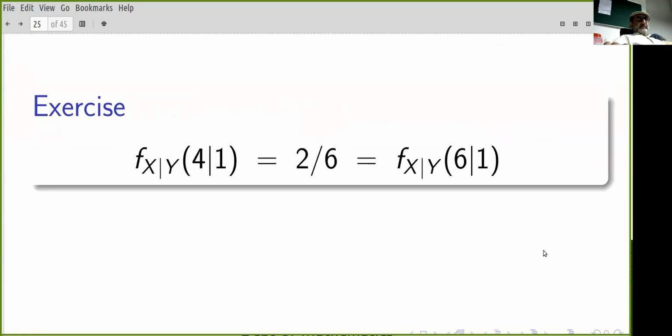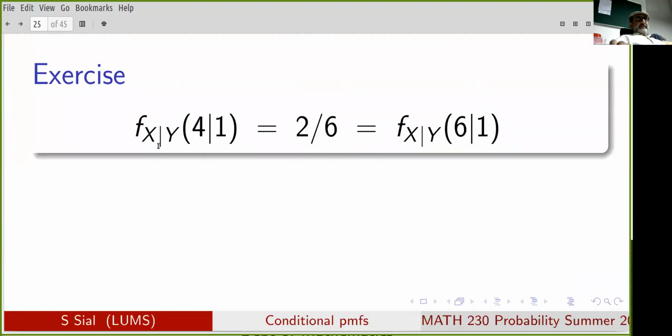Similarly, you should be able to show that the conditional PMF evaluated at x equals 4 and y is equal to 1, that's the probability that x is equal to 4 given that y equals 1. Similarly, the probability that x is equal to 6 given that y is equal to 1. These two conditional probabilities are also 2/6.